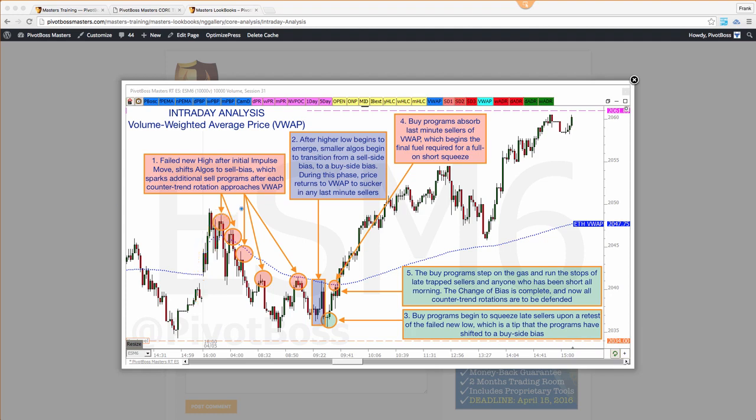And that little lower high right there means something to the algorithms. Typically speaking, the algorithms will watch that, and immediately when that lower high is seen, the algorithms will shift their bias to a sell-side bias. And once that happens and price is successful in pushing below the previous pivot low, all successive counter trend rotations are now defended by the sell programs until something triggers a change of bias event. So basically right here you're seeing a failed new high, after the initial impulse move up, and that shifts the algos to a sell side bias.